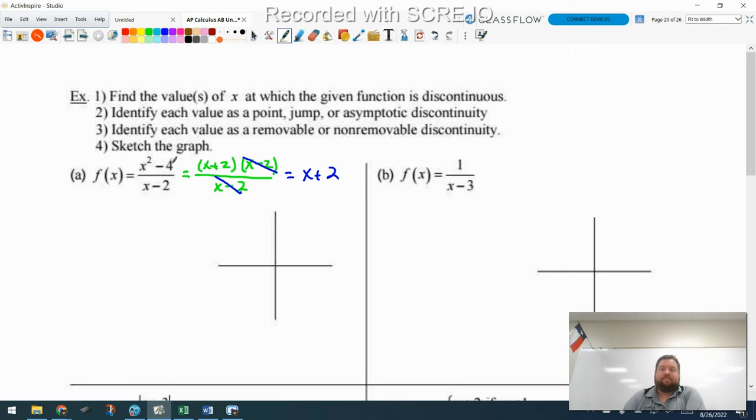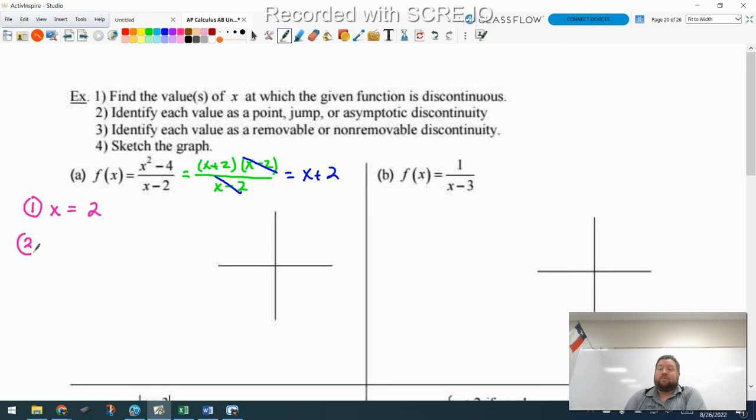Even though I canceled it, if your problem starts with a denominator and there's a number that you can plug in to make the denominator 0, that is a discontinuity, no matter what. Now, if we can cancel out, it changes what type of discontinuity it is, but it's still a discontinuity every time. Okay, so our answer for number 1, find the values of x: this is discontinuous at x equals 2. If I plug in 2, my denominator would be 0. You can't ever have a denominator be 0, even if that denominator gets crossed out.